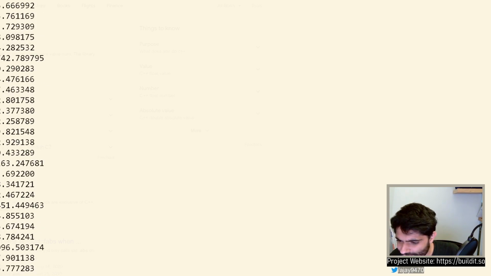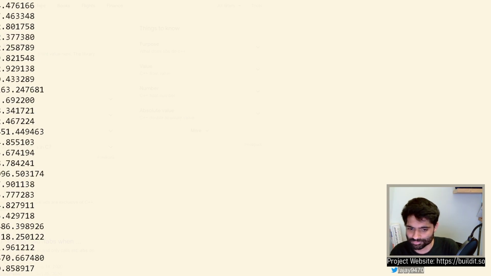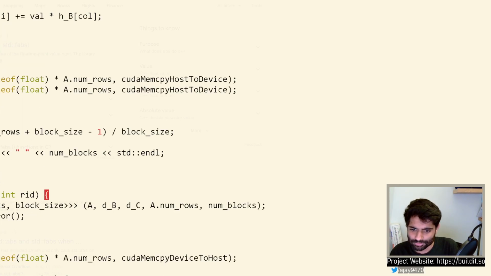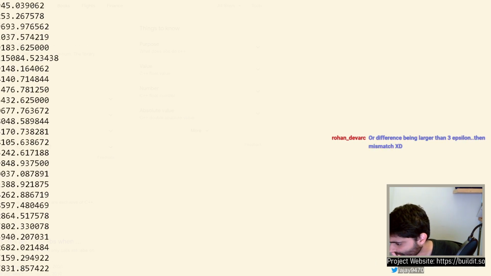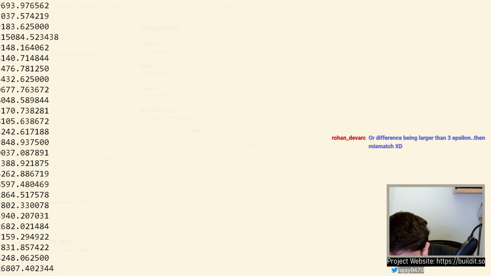Is that too much of a difference? How much is this? 82135. I'm going to reduce the error. This is standard, by the way. We always compare correctness by checking the difference between floating point values, or the difference being larger than 3 epsilon, then mismatch. We could also do some percentage of the value because it's floating point. That's how it works. I think this is fine though.